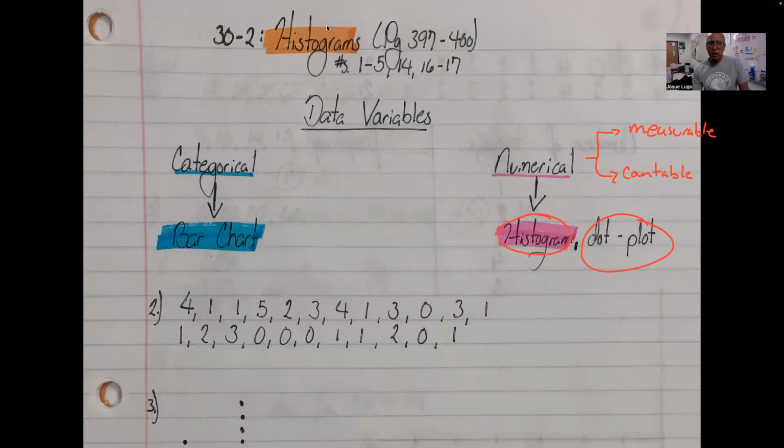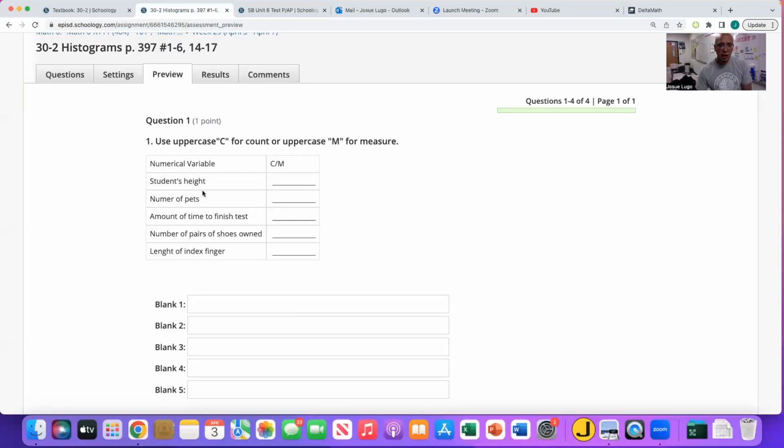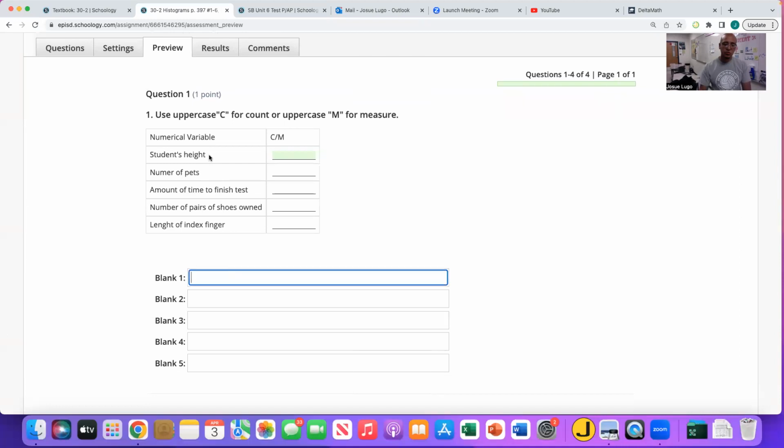Now, for the first problems in your assignment today, you are going to notice that numerical data can be split into data that is either measurable or countable. So again, variables are either categorical or numerical, and within numerical data, the data is either going to be measurable or countable. You're going to look at different variables in your assignment, for example, the student's height, and you're going to put either C for counting or M for measuring.